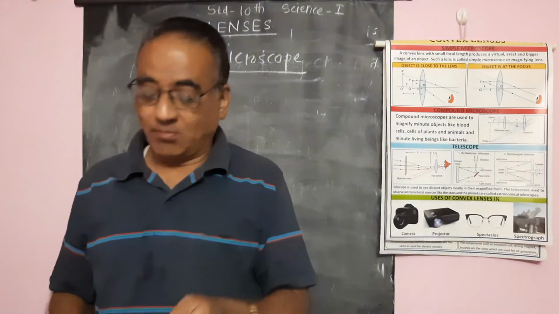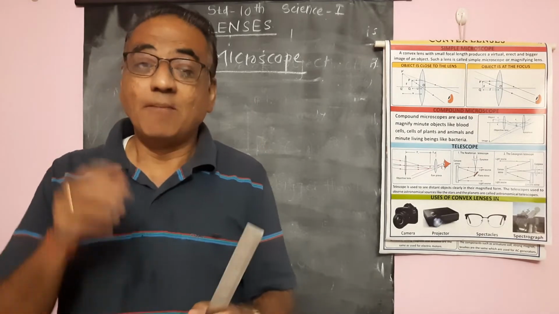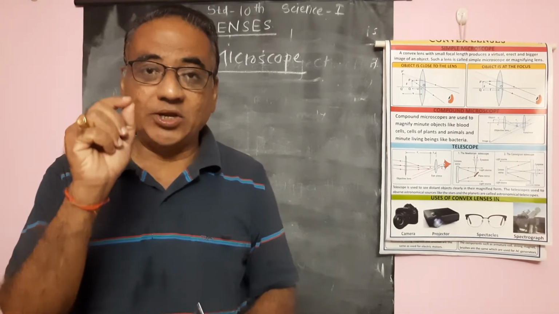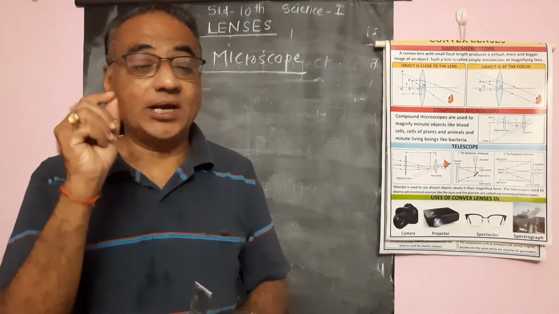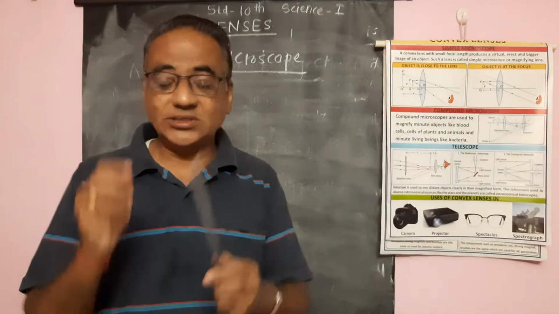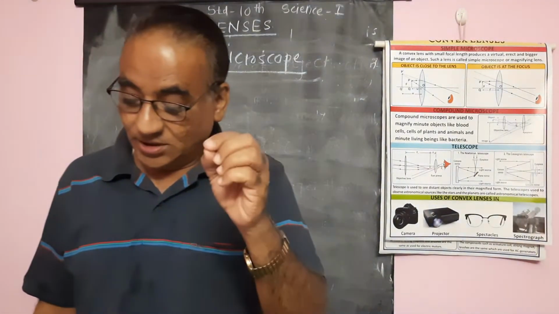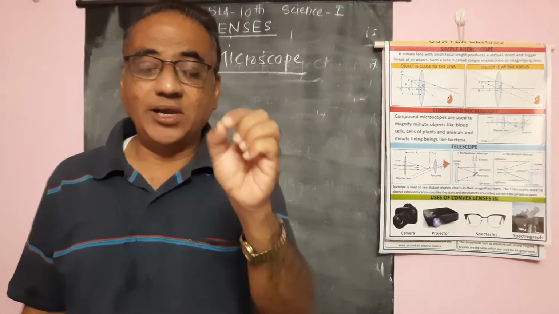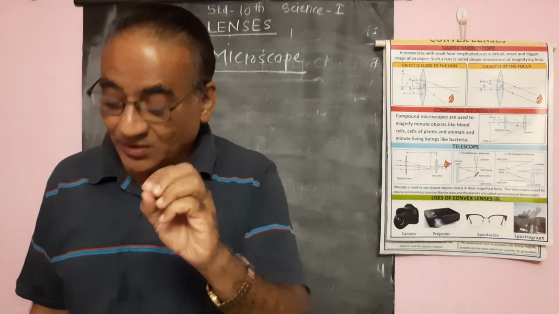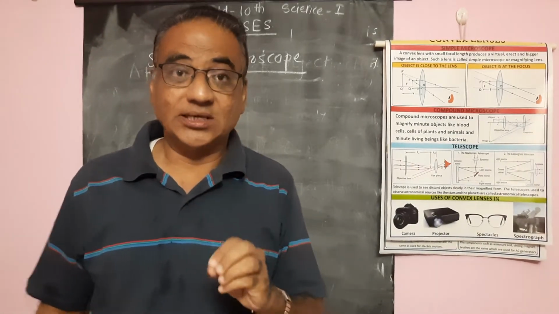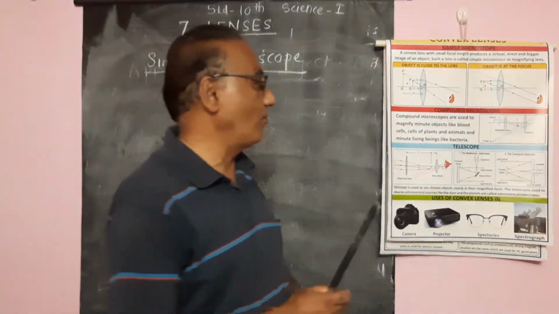But this simple microscope is used to observe small size objects, but to observe minute objects, we need a compound microscope. These compound microscopes are generally used for the study of blood cells, study of living plant and animal cells, study of bacteria and viruses. This can be easily observed and studied with the help of a compound microscope.